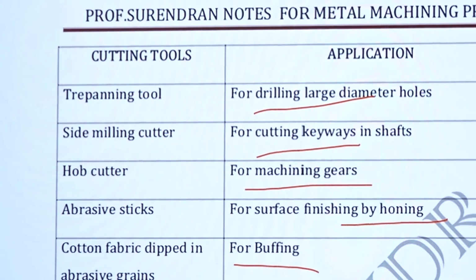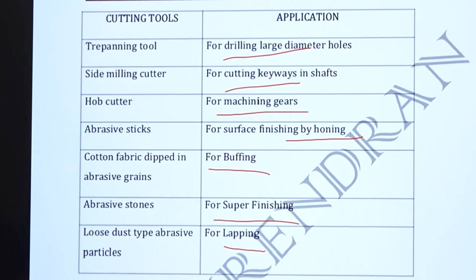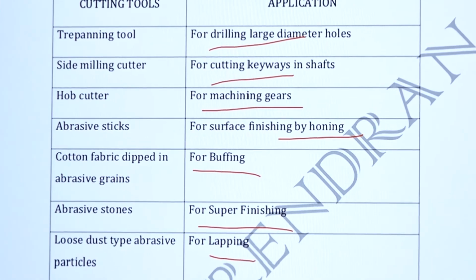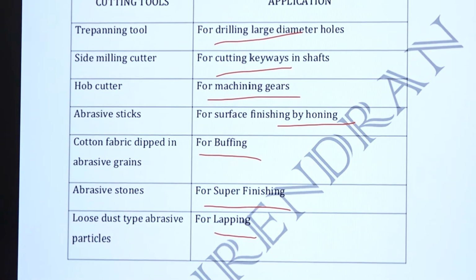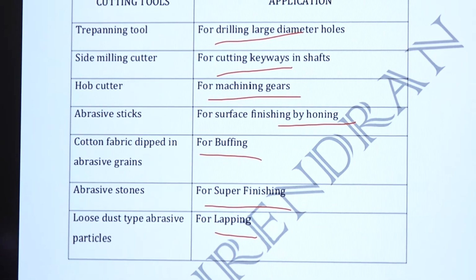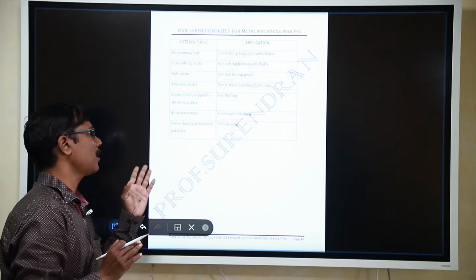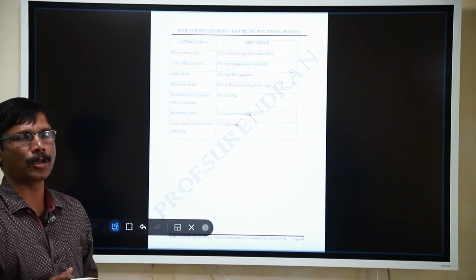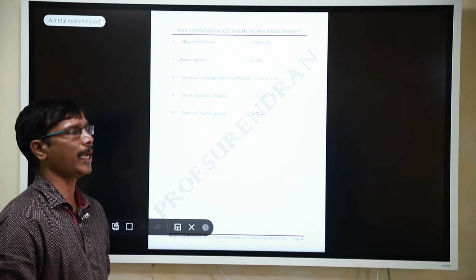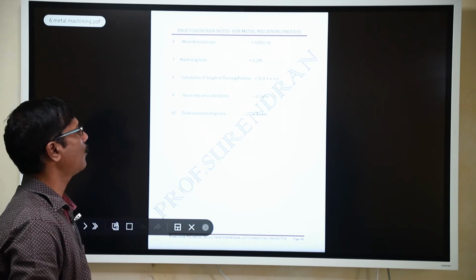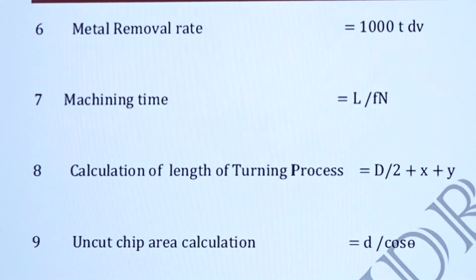So trepanning tool for large diameters, side milling cutter for keyways, arc cutter for gears, abrasive sticks used in honing, cotton fabric dipped in abrasive particles for buffing, abrasive stones used in superfinishing, and loose dust type abrasive used in lapping. So metal removal rate can be found out by 1000 TDV.